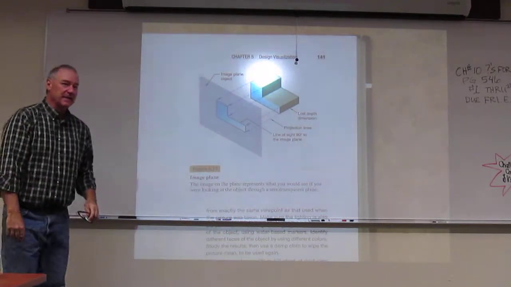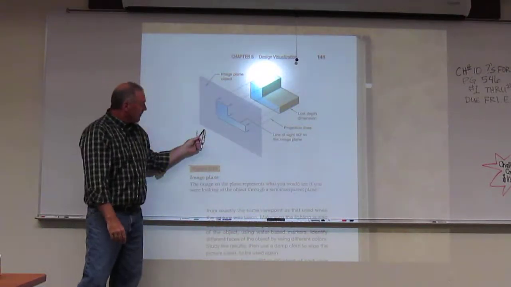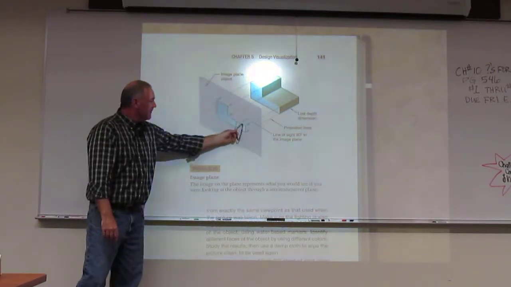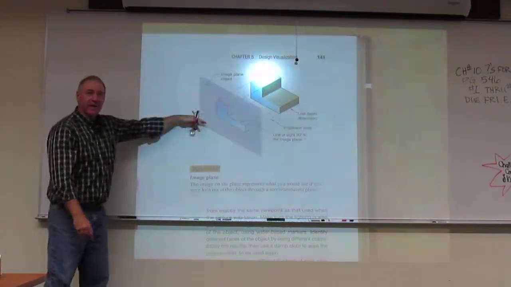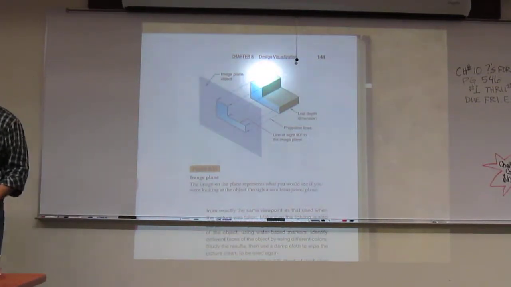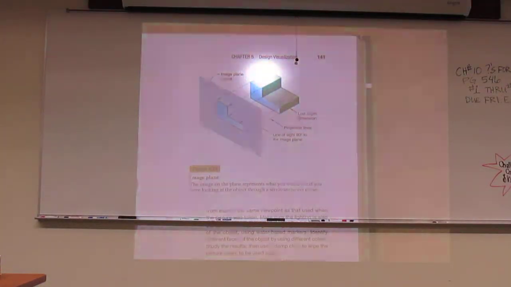So whenever you look at this, we're going to say, okay, that is the shape of all the geometry I see there from a reader sitting out here. So we've got this imaginary plate of glass we call a projection plane between us and the object. We then project the object to that plane.